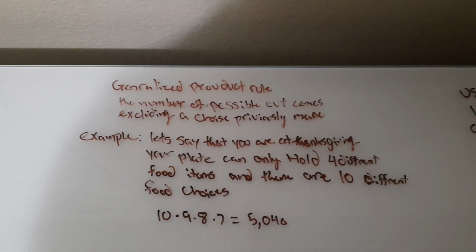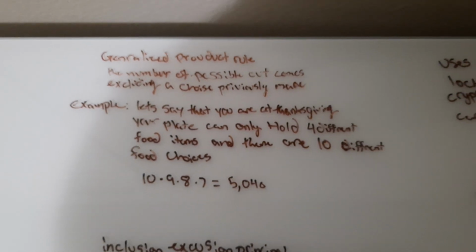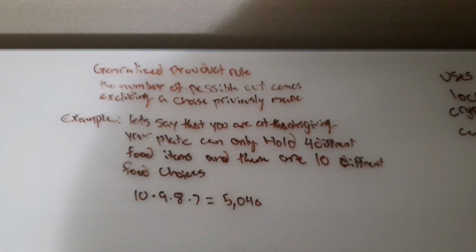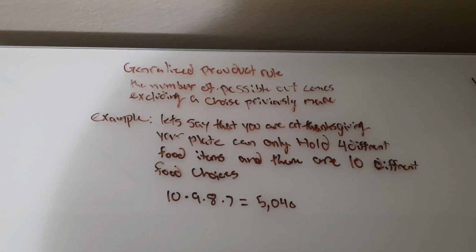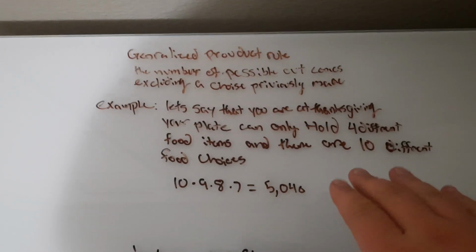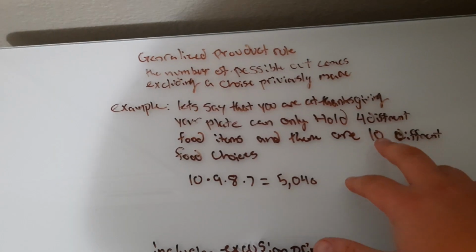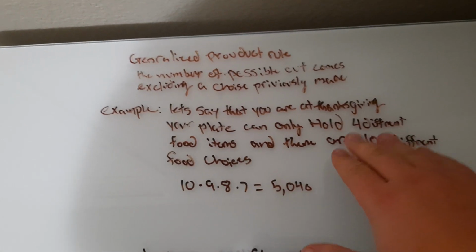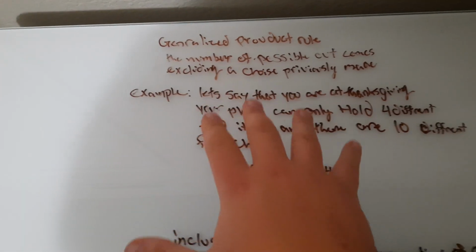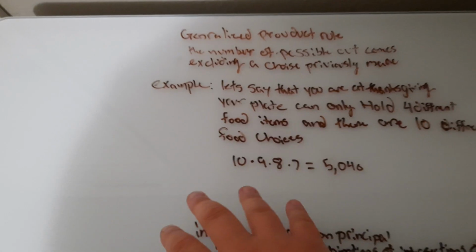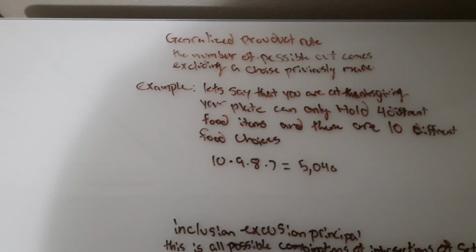So for the generalized product rule, it is basically the number of possible outcomes of a given scenario where you are actively excluding one of the previous numbers that was selected. An example would be this one right here, where you're at, let's say, Thanksgiving. There are 10 different food choices, but your plate can only hold 4 of them. So that would be a case where the generalized product rule would come in, and it would end up looking a little something like this for the number of possible combinations.